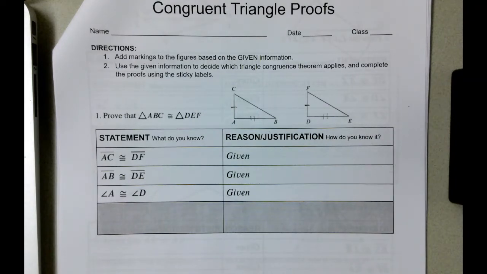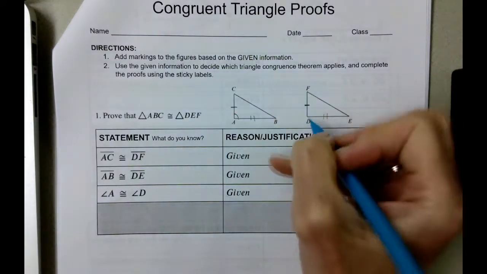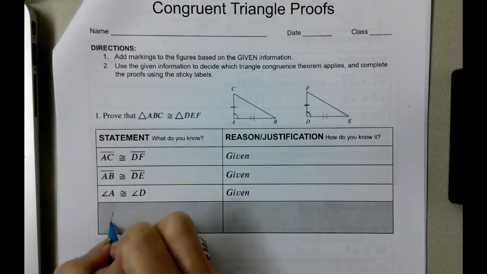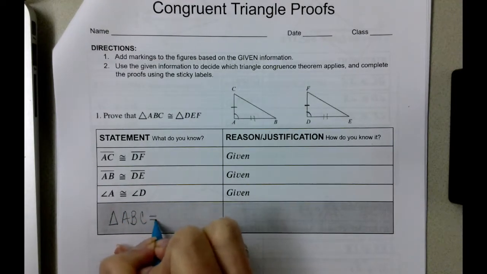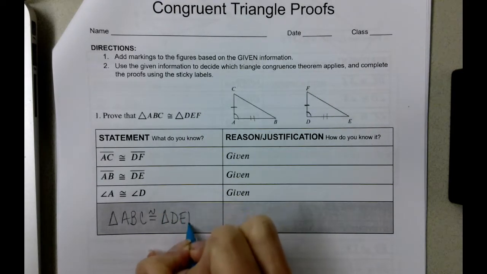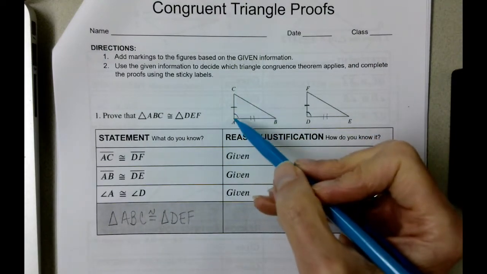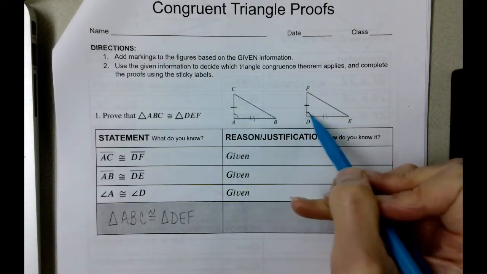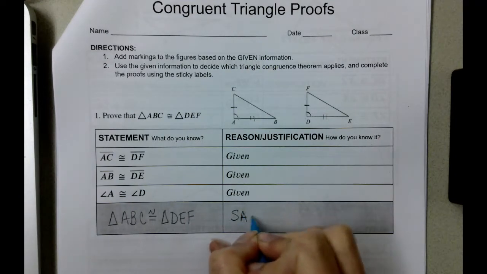We're also given that angle A is congruent to angle D. So what we can say now is that triangle ABC is congruent to triangle DEF. And what we have is a side and an angle, included angle, and another side. This is side, angle, side.